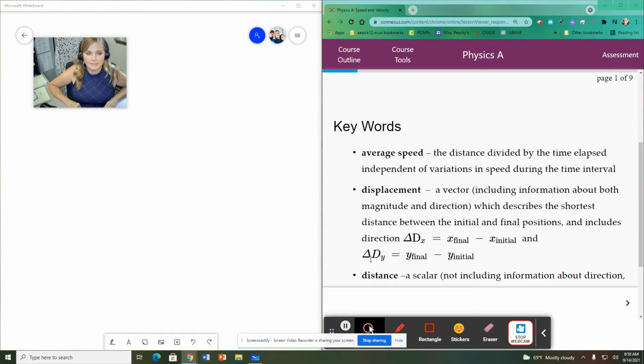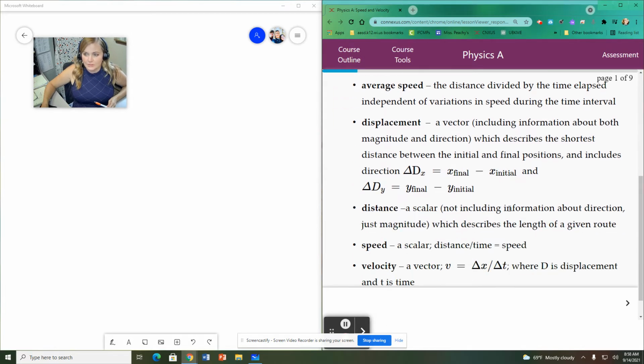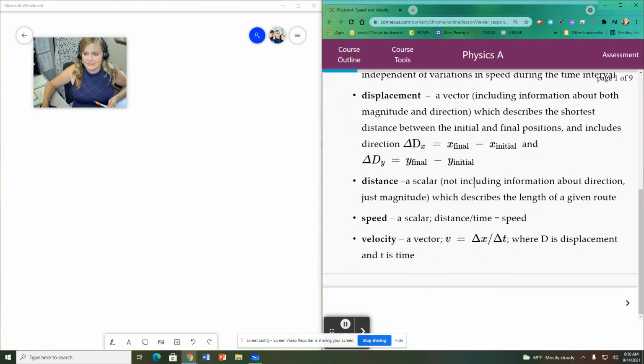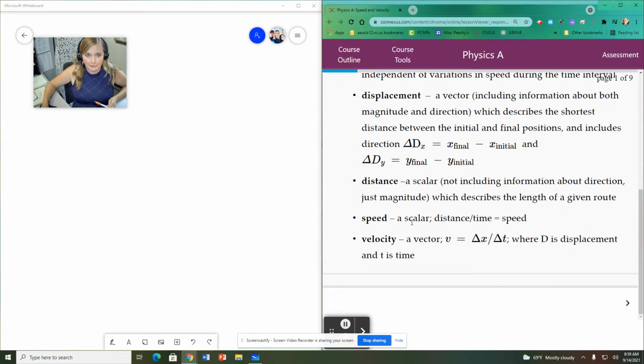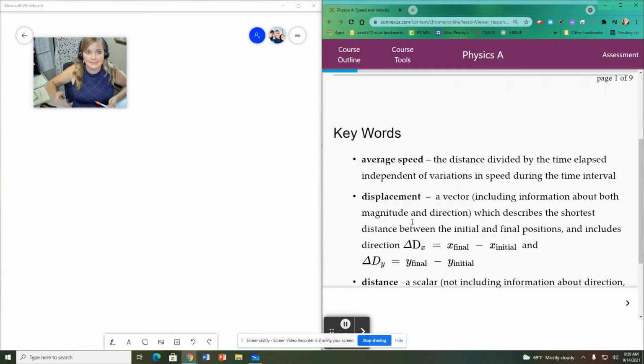I'll also look at some of the denotations that are used in your lessons and some of the differences you might see in other sources. So average speed, displacement, distance, speed, and velocity are your vocab words. You remember that displacement is a vector, whereas distance is a scalar. So vector indicates it has both magnitude and direction.